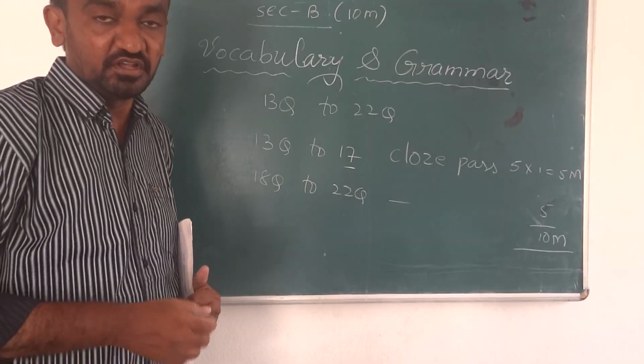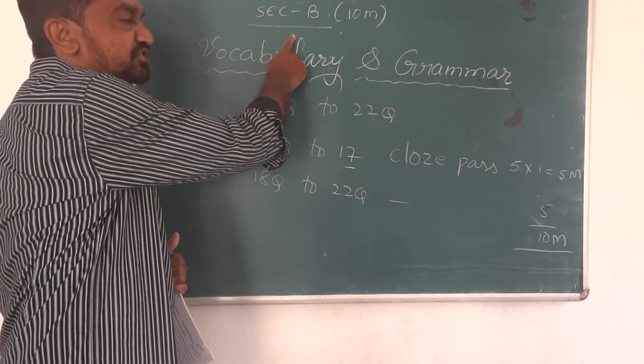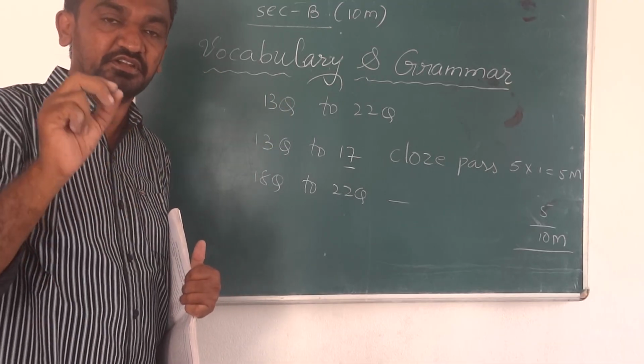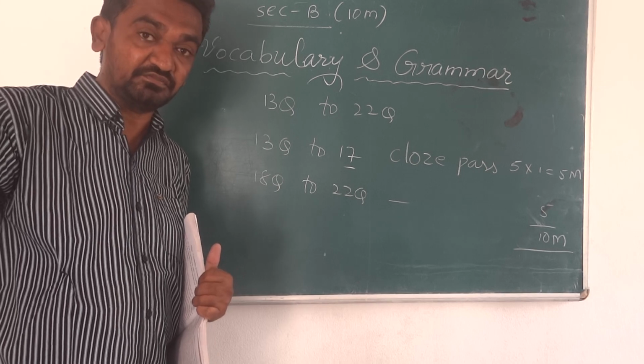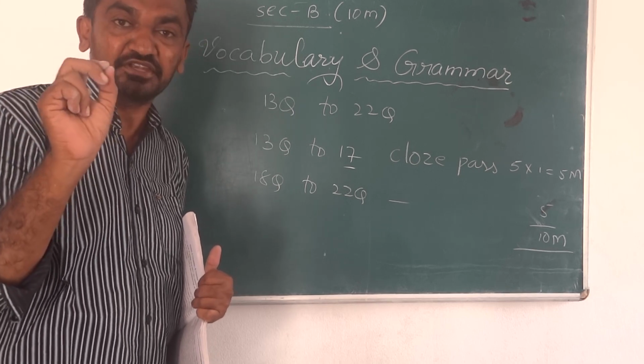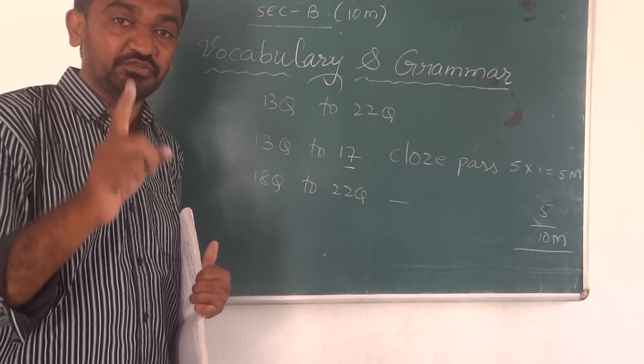Okay, when you compare to the second paper, section B, first paper section B is very easy because everything comes from the textbook. But in section B of the second paper, nothing comes from the textbook. They generally give it orally. So there you face the problem.